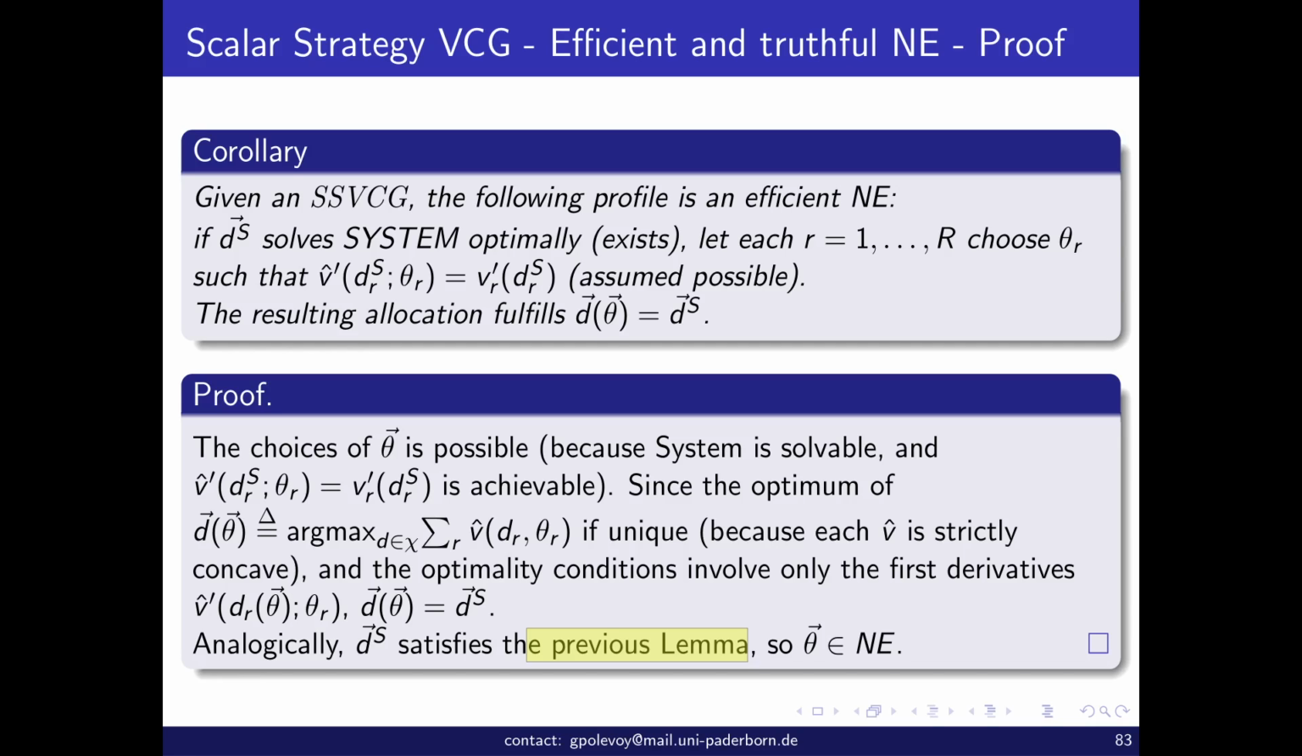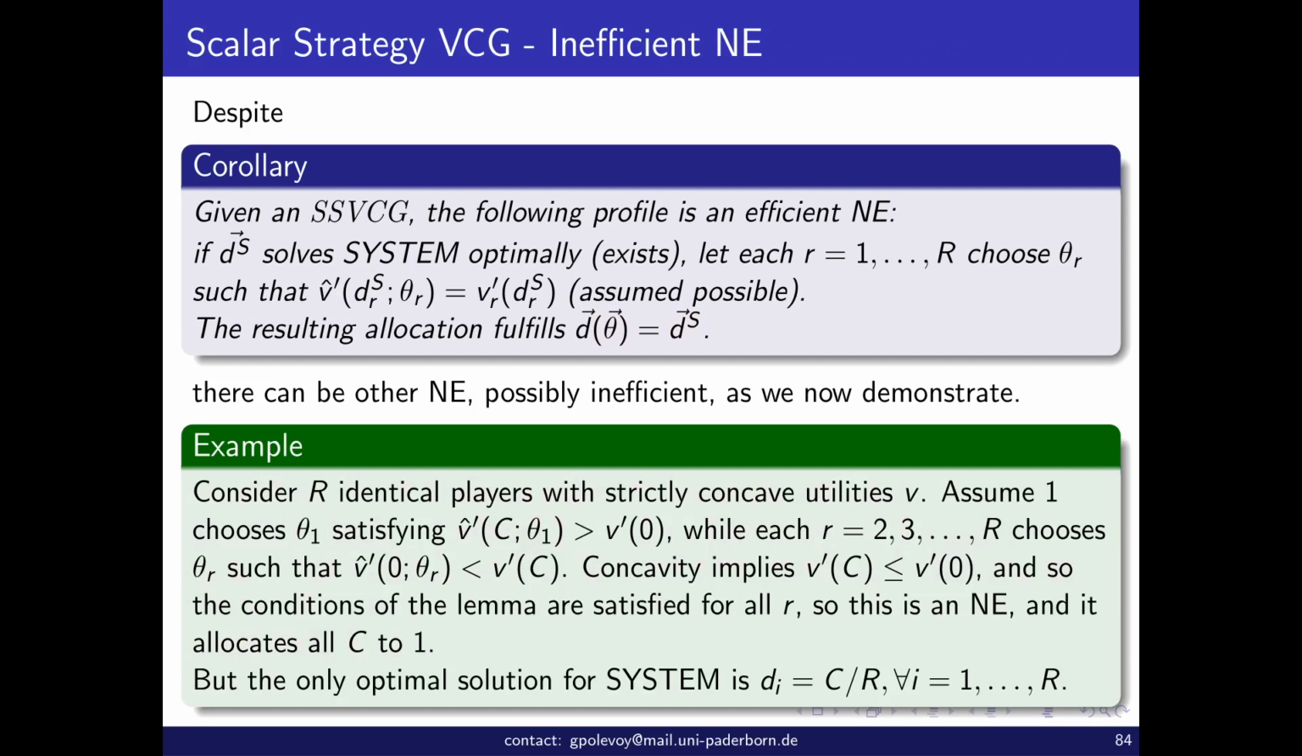And therefore, we have basically shown the result: the allocation is equal to ds, and it's a Nash equilibrium, and ds is efficient, so that's everything. Now, despite this nice result, there can be other Nash equilibria, possibly inefficient. So it's true that there is this equilibrium which we've shown how to construct, and that's efficient. But there may be inefficient equilibria.